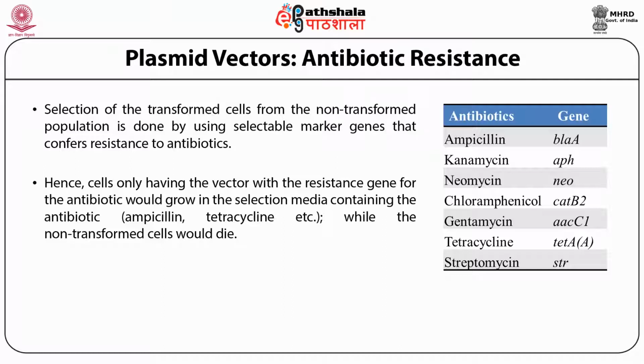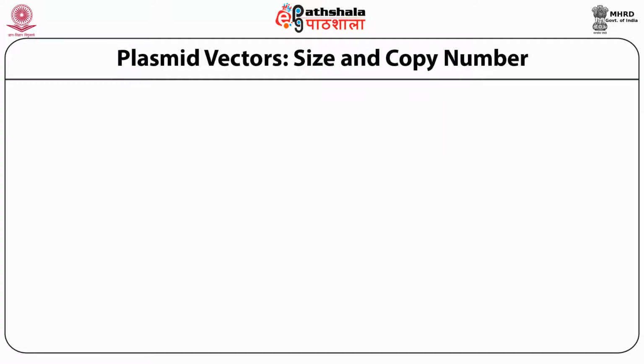Here, some antibiotics and their respective genes present in plasmids are being presented. Selection of transformed cells from the non-transformed population depends on antibiotics. You can see here the antibiotics ampicillin, kanamycin, neomycin, chloramphenicol, gentamicin, tetracycline, and streptomycin genes.